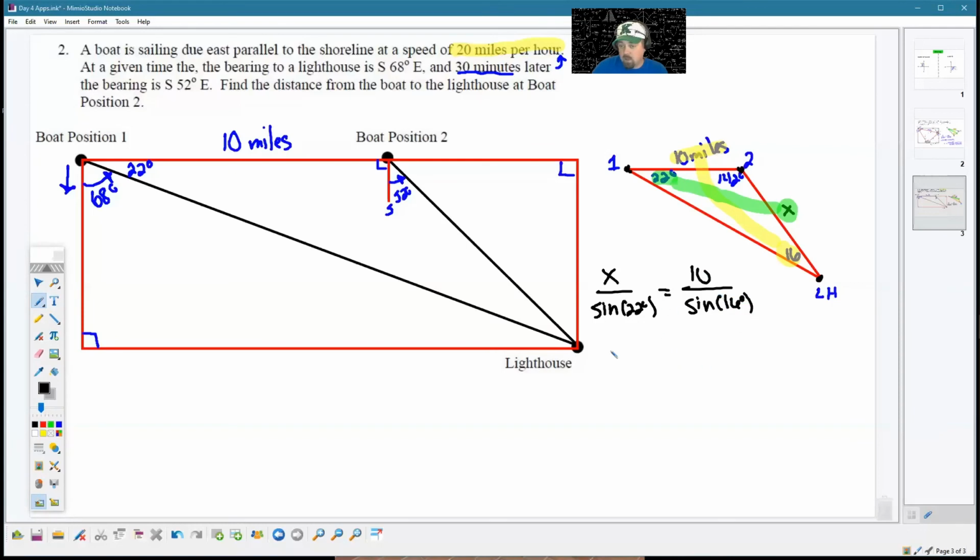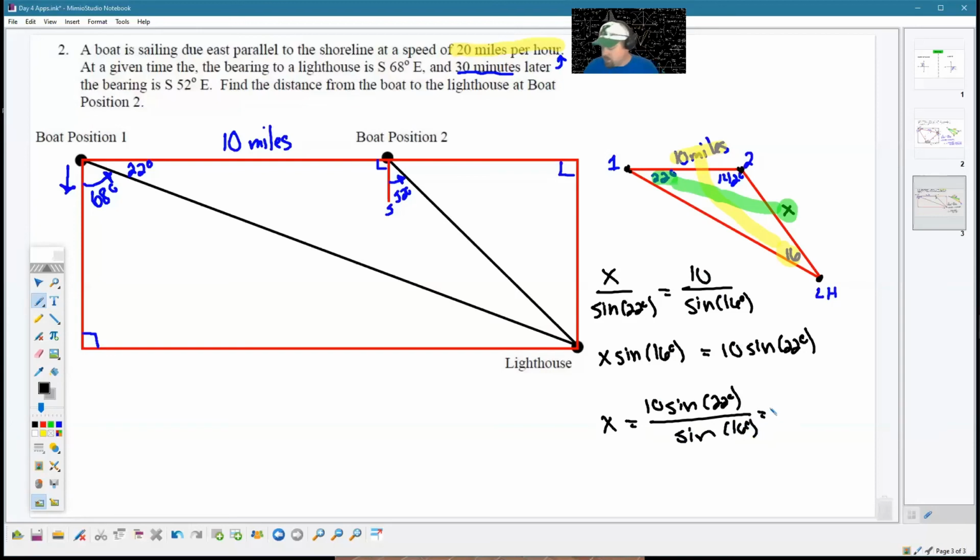We're going to cross multiply and solve that. So x times the sine of 16 equals 10 times the sine of 22. We'll divide this over, and that'll be what we can plug in our calculator to find this. So 10 times the sine of 22, and again, make sure you're in degrees. We're going to divide that by the sine of 16. I get 13.59, so let's say 13.6. So they are 13.6 miles away from the lighthouse.